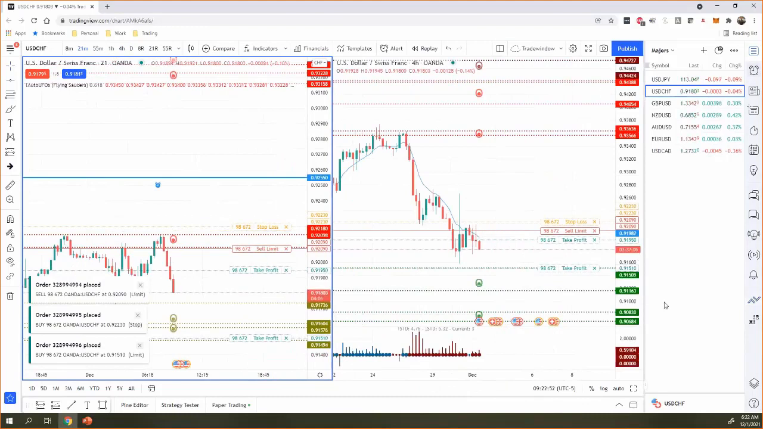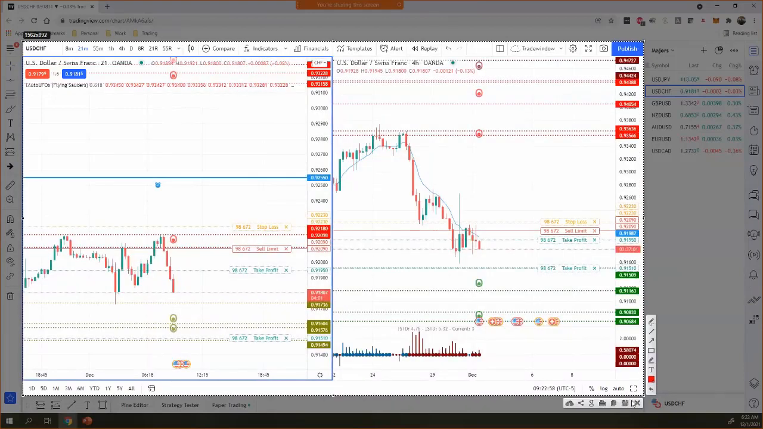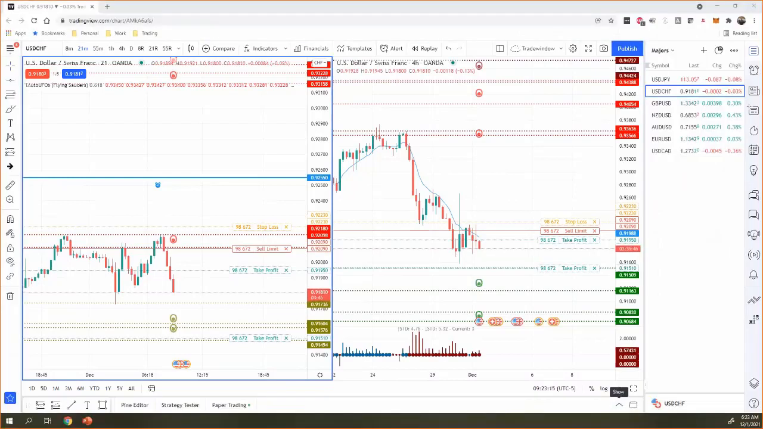Last step before we forget, we're going to go ahead and take a screenshot. All right. So this is again 2021, 1201. We're looking at the USD CHF 4-hour setup. All right.